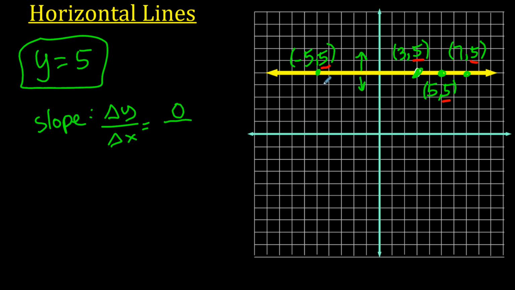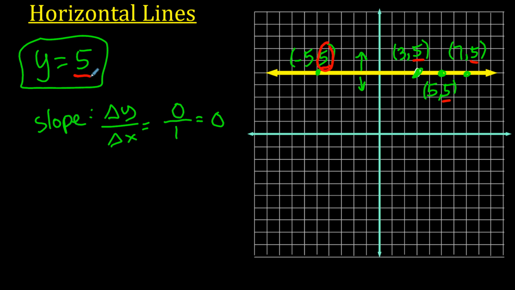And then the x could be any number. You could put 1, you could put 5, you could put whatever, because the x is changing as it goes horizontally, but the y is not changing. And so 0 over any number is just 0. So the slope of this line is 0. So for any horizontal line, you look at what's the y value, and your equation is going to be y equals that number.